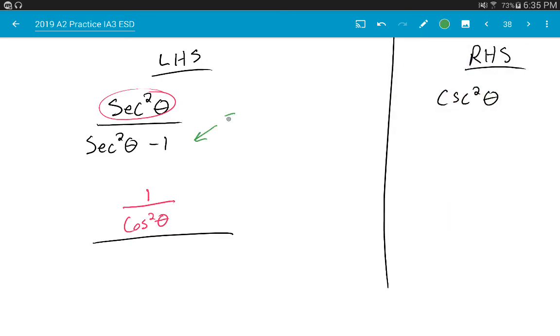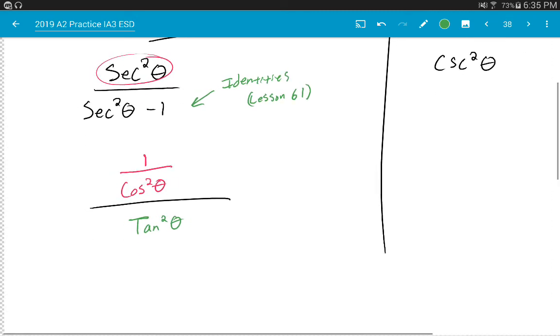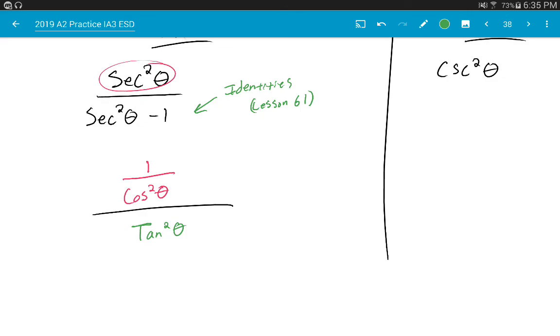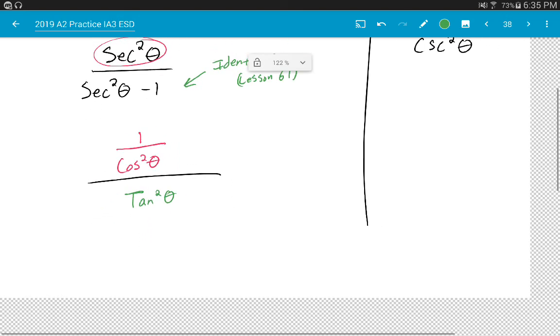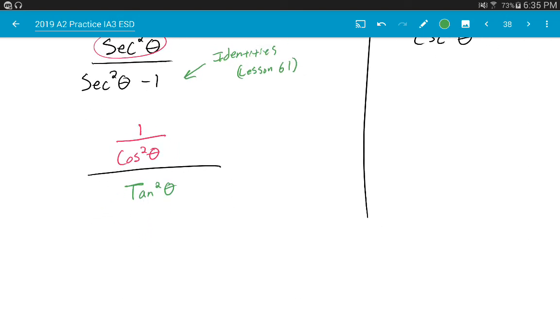This right here is one of the identities, and these were from, if I recall correctly, lesson 61. Secant squared theta minus 1 is tangent squared theta, so I can make that substitution. I can, of course, rewrite tangent squared. Tangent squared is sine squared over cos, right? So this is equal to sine squared theta over cos squared theta.